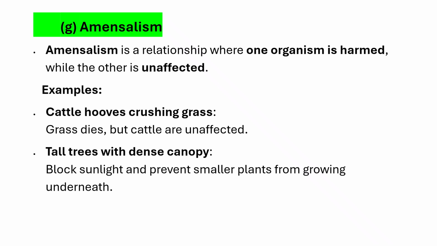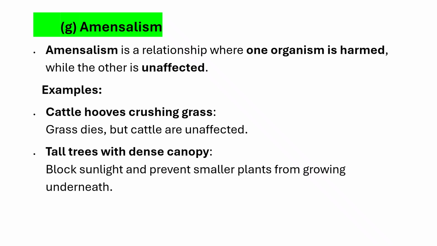Another example is tall trees with a dense canopy. Do you think tall trees with big branches can block the light from the other plants under them? They prevent sunlight from reaching the smaller plants growing underneath, which means it's hard for them to grow.